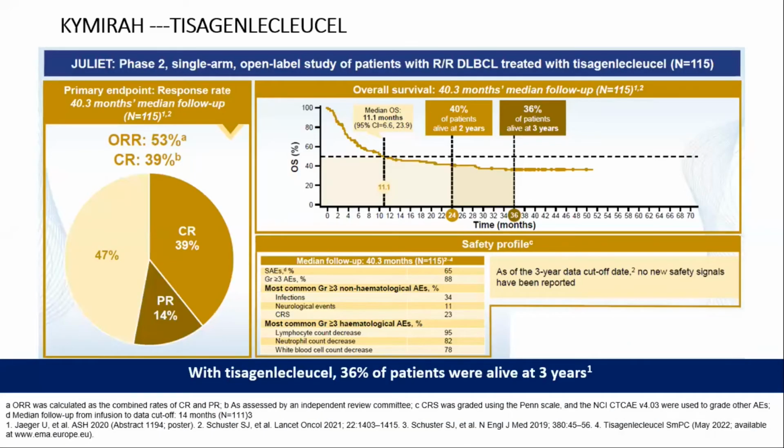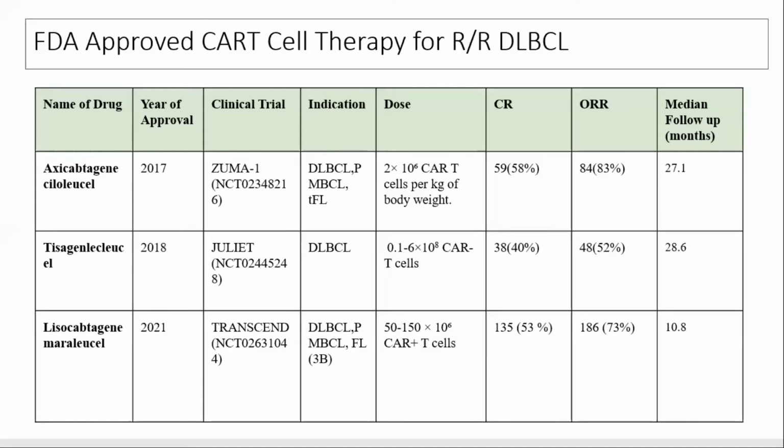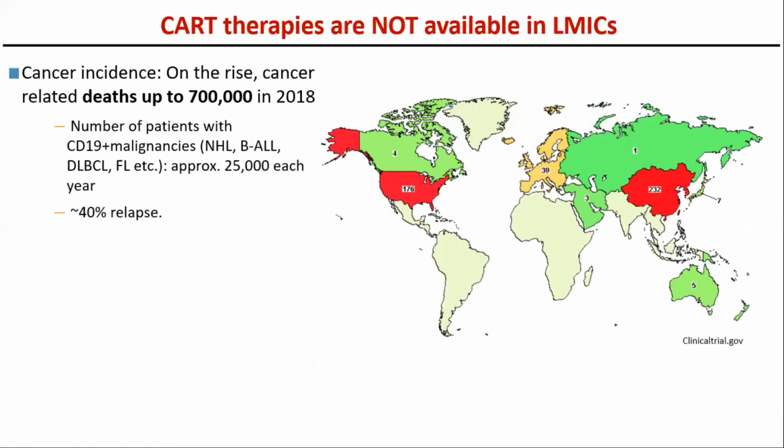This is Chimera. Chimera was one of the first CARs which got approved. This is called tisagenlecleucel. It is a Novartis product. And it has shown almost the same, that means 36 to 40% are alive at 3 years. So there is a big impact in this group of patients who didn't have any treatment options available. The problem is CAR T cells are not available in low and middle income countries. This is a world map of where all the cellular therapy trials are happening.